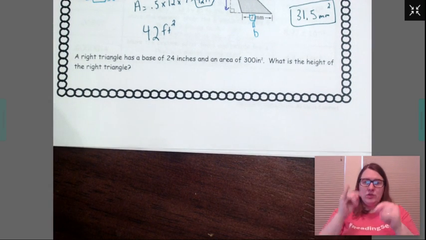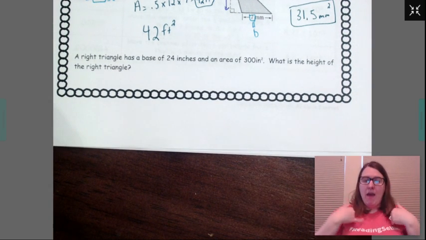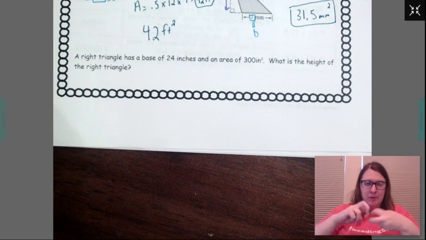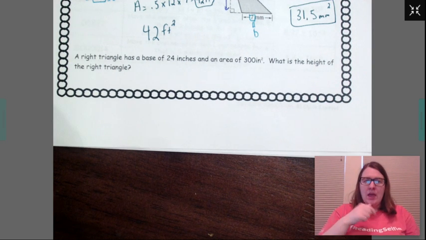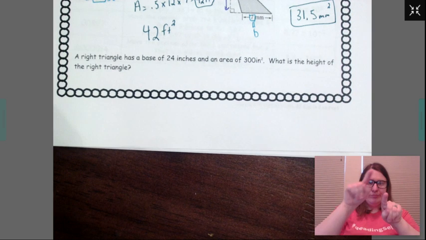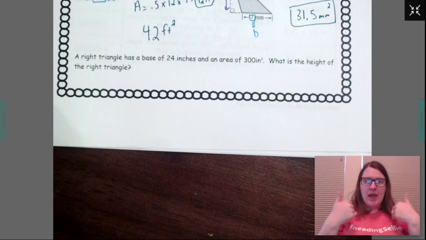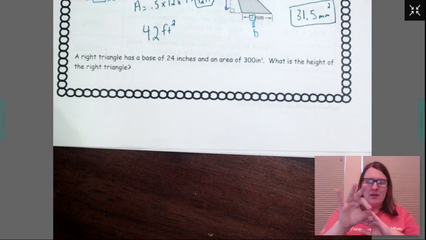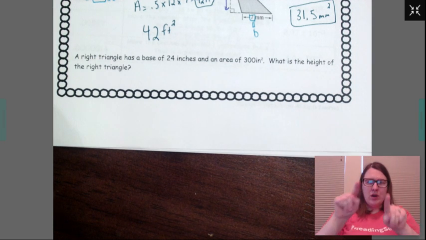Okay, now let's try the last one. We have a word problem. So now I'm going to read it for you. A right triangle has a base of 24 inches and an area of 300 inches squared. What is the height of the right triangle?